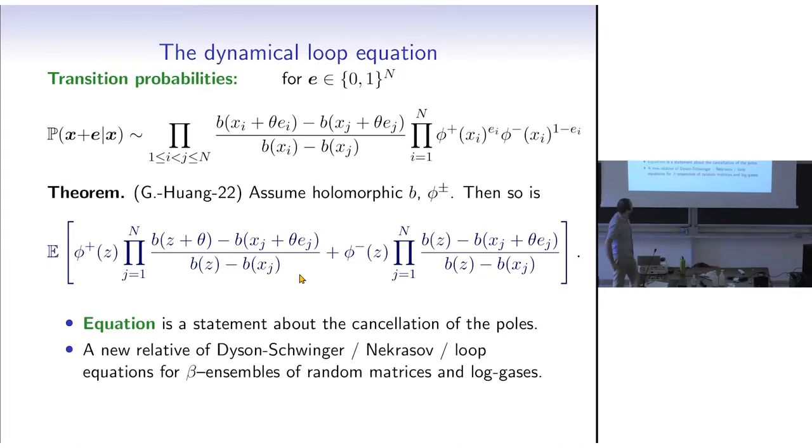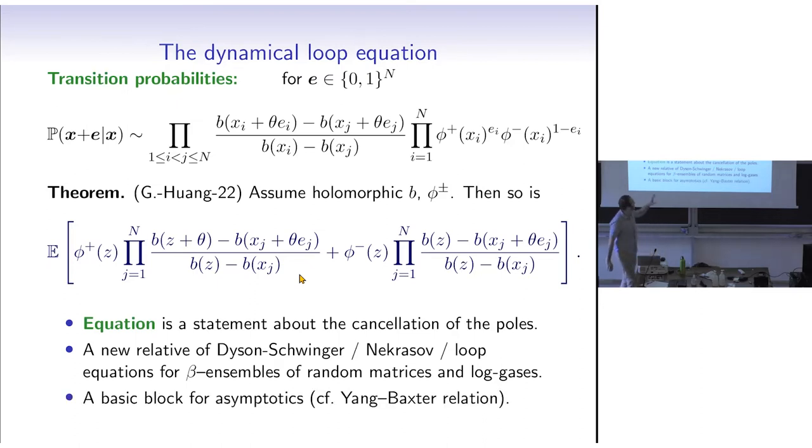Okay, now this equation, we call it the dynamical loop equation, and it is a relative of a family of equations. Some of them are called Dyson-Schwinger equations. Sometimes they're called Nekrasov equations, sometimes loop equations for beta ensembles of eigenvalues of random matrices and some discretizations of that. That is a new relative of this family of various equations.